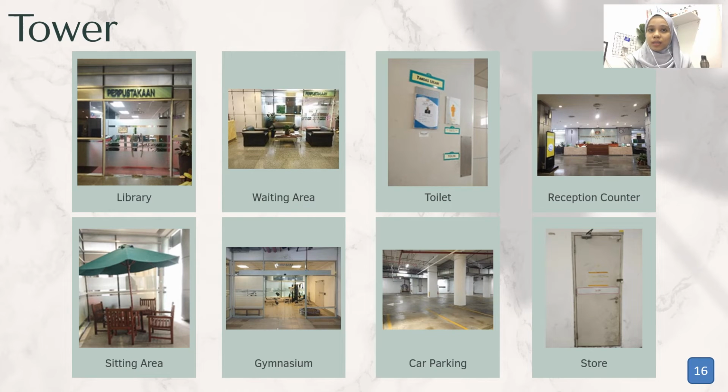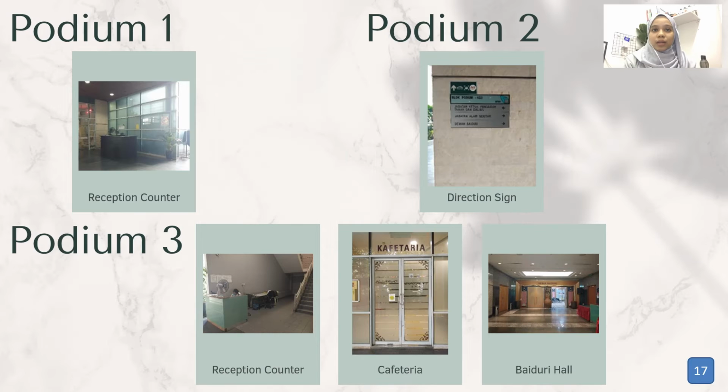As we can see, there are 8 facilities in the main tower, which are library, waiting area, toilet, reception counter, sitting area, gymnasium, car parking and store. Next, facilities indoor at podium 1, podium 2 and podium 3. For podium 1, we have reception counter and direction sign. For podium 2 and podium 3, we have reception counter, cafeteria and Biduri Hall.